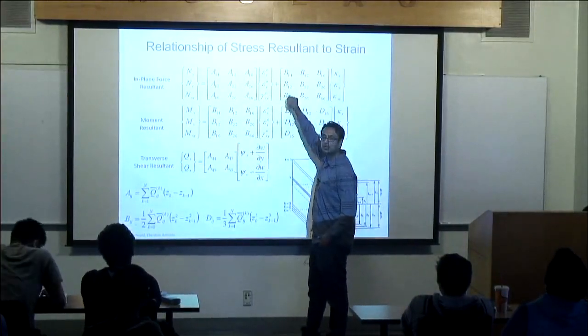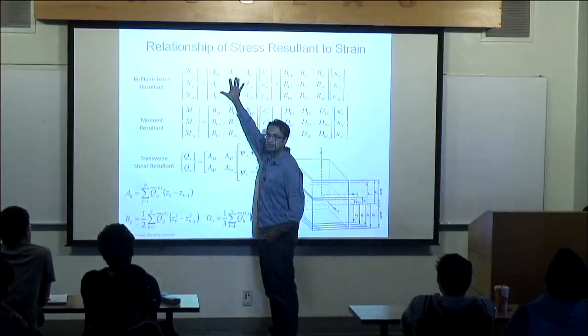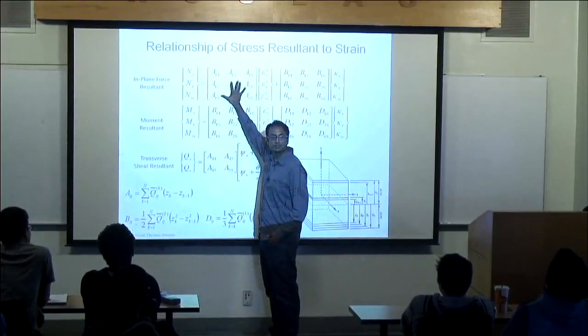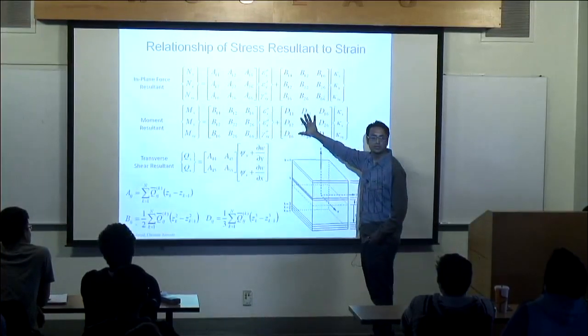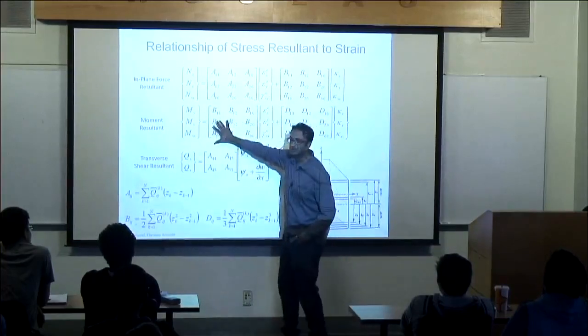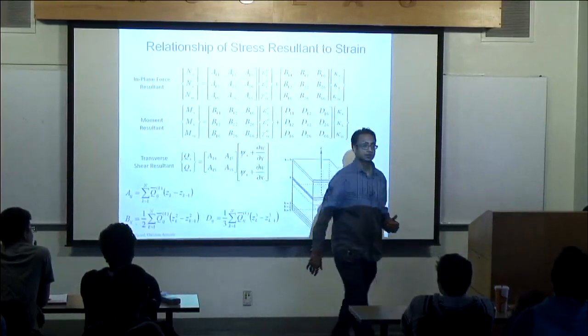So what this is doing now, I want to explain it. This is called the axial, the extensional stiffness matrix. This is called the bending stiffness matrix. And this B is a coupling between extension and bending. So let me take a composite that's not symmetric.